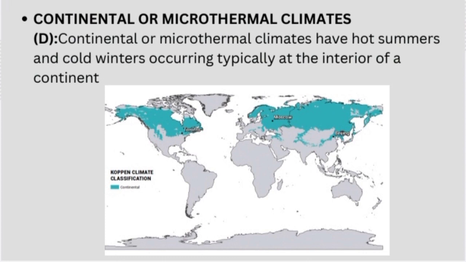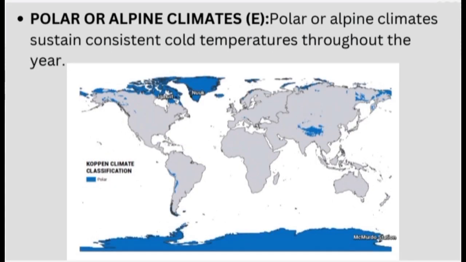Both continental and microthermal climates can have diverse vegetation and ecosystems depending on factors such as latitude and elevation. These climates can be found in various regions around the world, including parts of North America, Europe, and Asia. Polar or alpine climates.